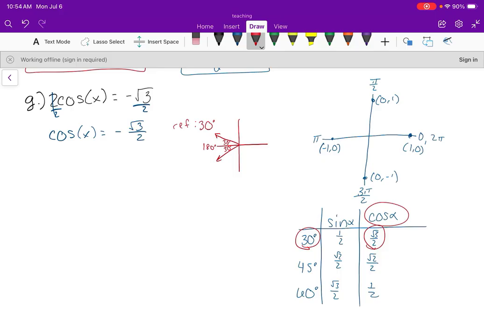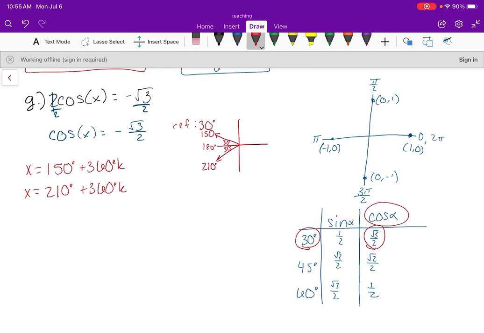For quadrant 2, I'm going to do 180 minus 30, which is 150. For quadrant 3, I'll do 180 plus 30, which is 210. So I get x equals 150 plus 360k, and I get x equals 210 plus 360k.